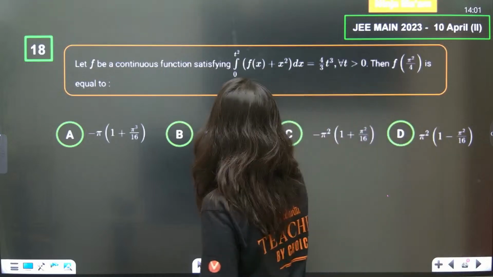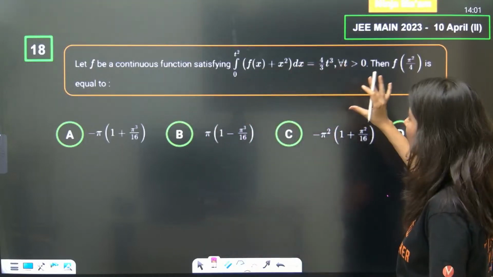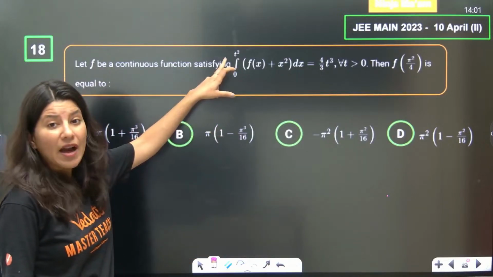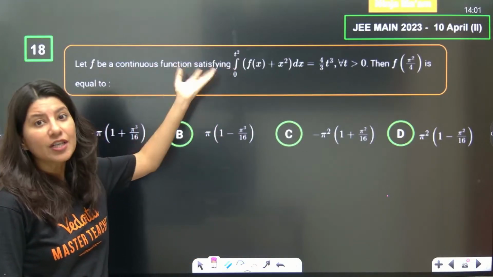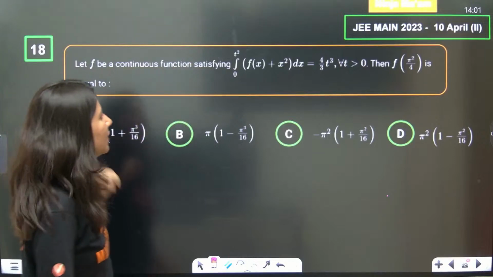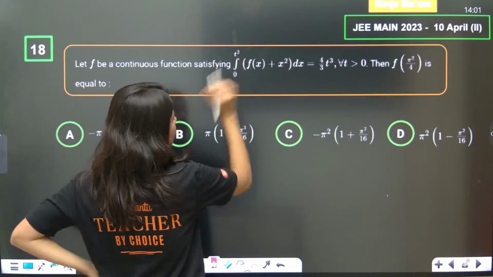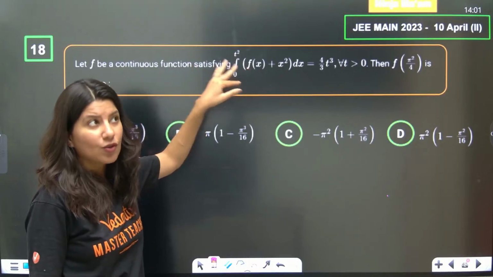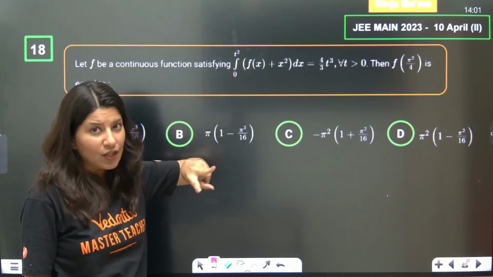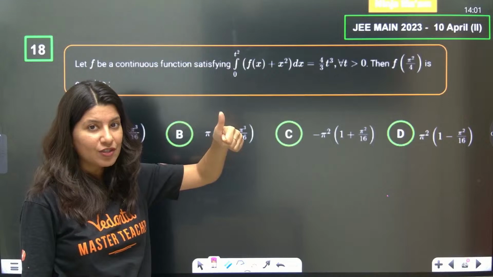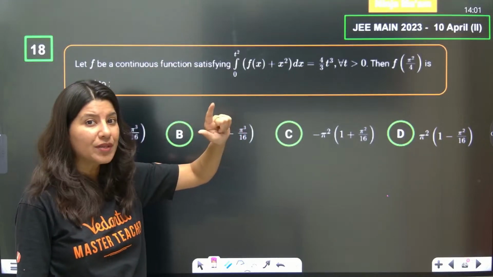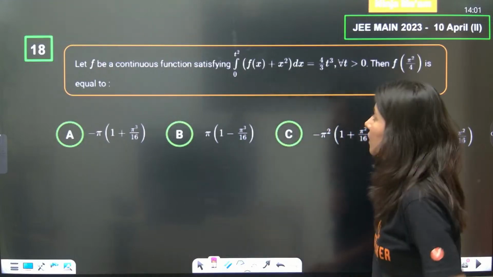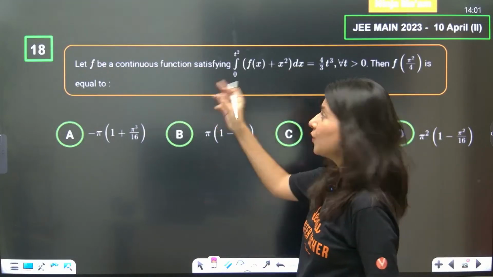Let f be a continuous function satisfying this. Okay, so this is based on Leibniz theorem. The moment you see that the power is in variable, differentiate both sides using Leibniz theorem. I'll tell you how. So first of all, this is an integration. Integration is right there, you're trying to differentiate. So integration and derivative are anti of each other. So you don't have to differentiate, you don't have to integrate. What you have to do is apply the Leibniz theorem. How do you do that?